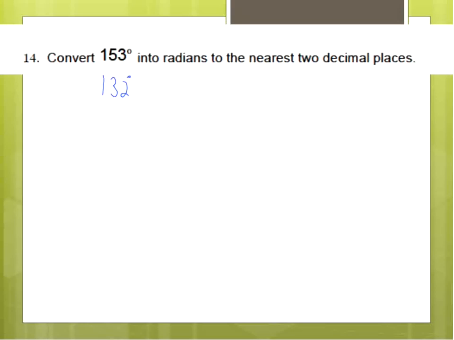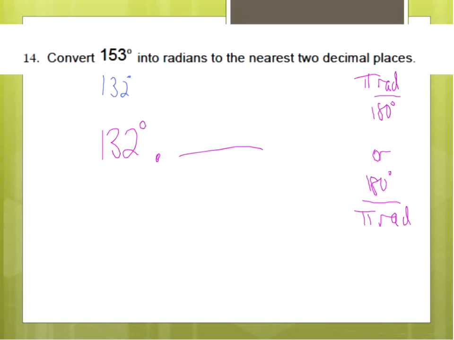This one's similar to number 14 on the practice worksheet. We're going to convert from degrees into radians. So we're going to take 132 degrees, and we're going to multiply that by, you kind of have 2 choices. You have pi radians over 180 degrees, or we have 180 degrees over pi radians. These are always your 2 conversions that you're going to use, depending on if you start with a degree or if you start with a radian.